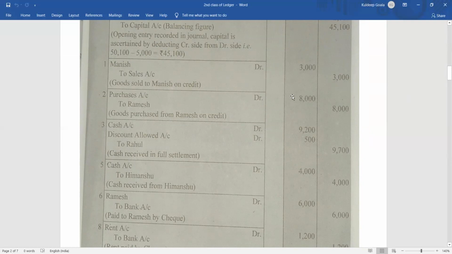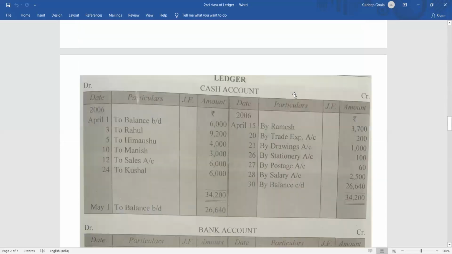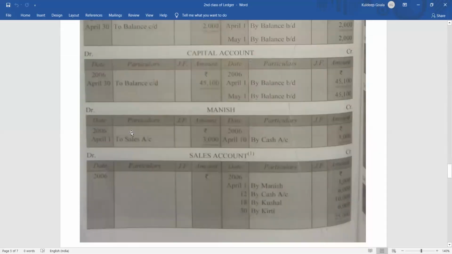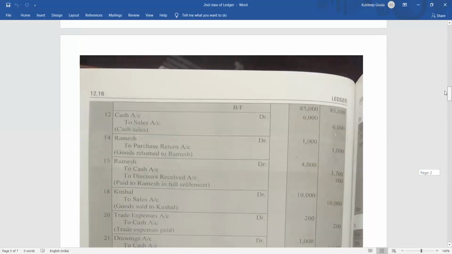Let's see. Manish debit side, what are you writing? You can see Manish debit side, to sales. And sales account, what are we doing? Credit, no? Manish debit to sales. So on the credit side of sales account, by Manish 3,000. Is it clear? Okay. Then moving on to the next transaction.